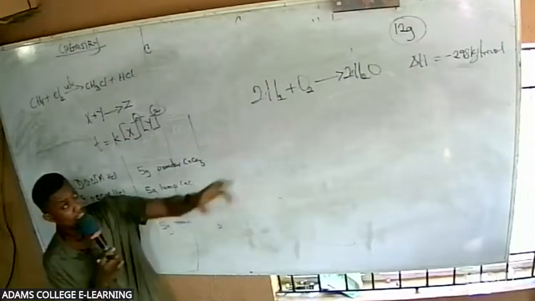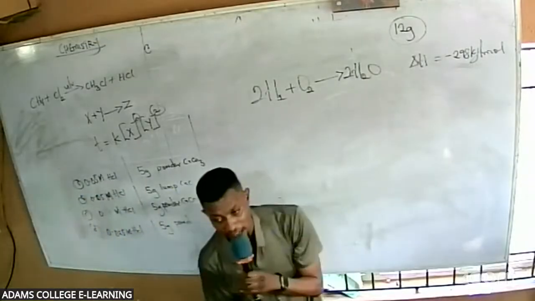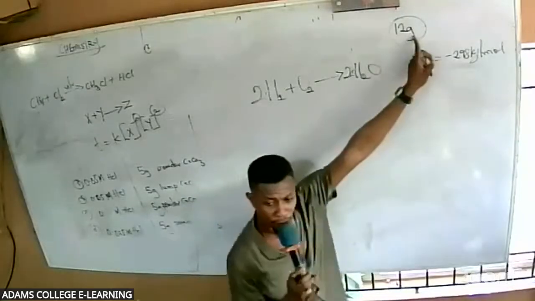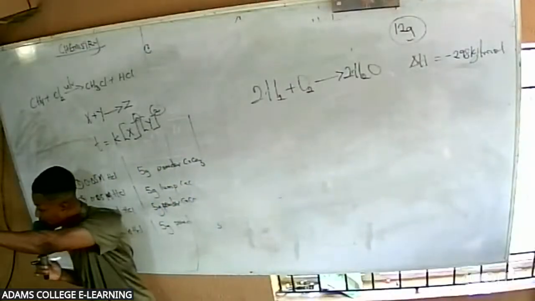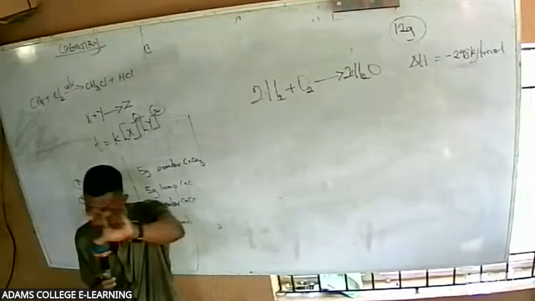In the setting of this question, we are given the equation. Then what did the question say? Calculate the amount of energy released by 12 grams. That 12 grams is the key. That's the key we are going to use to open the door.